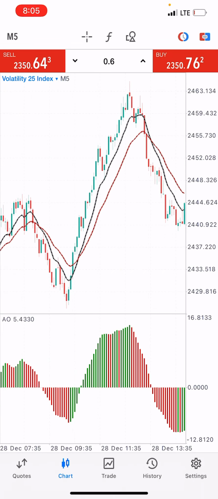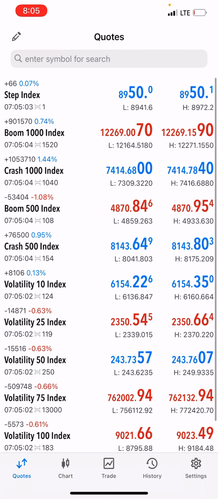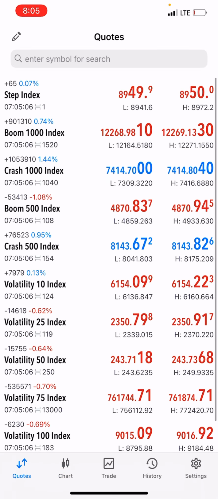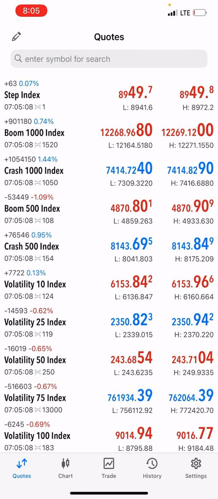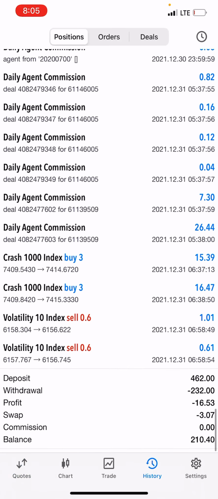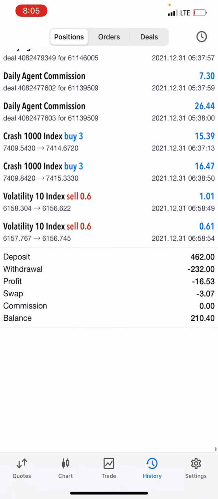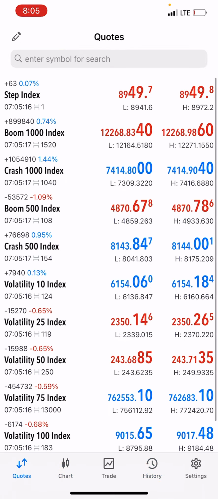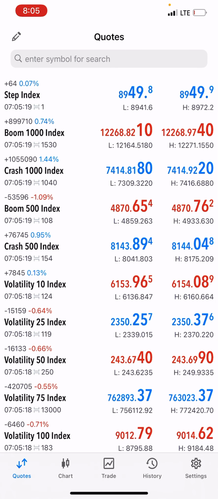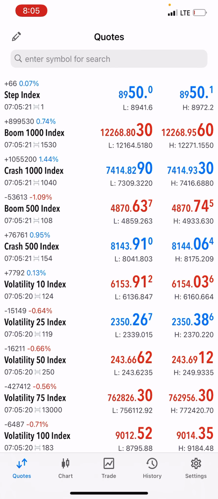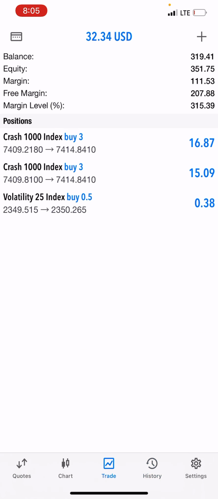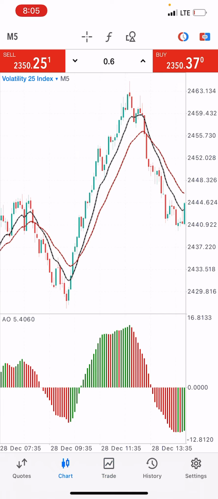It works for volatility 25 index, volatility 10 index, and also volatility 75 index. Guys, it's a very powerful strategy, as you can see. So using the strategy, make money for yourself, guys. That's it. It's a very good strategy.